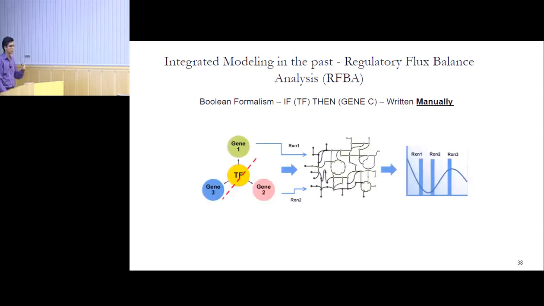For example, let's say you want to predict what happens when you knock out this transcription factor. Then you would go back and evaluate the Boolean rules. That would say that, for example, if this transcription factor is not active, then these two genes are not active, and maybe this gene 3 is active. Then you would overlay this information onto the metabolic network and turn off these reactions. Then you run the metabolic modeling again and figure out what happens when you turn this gene on or off.